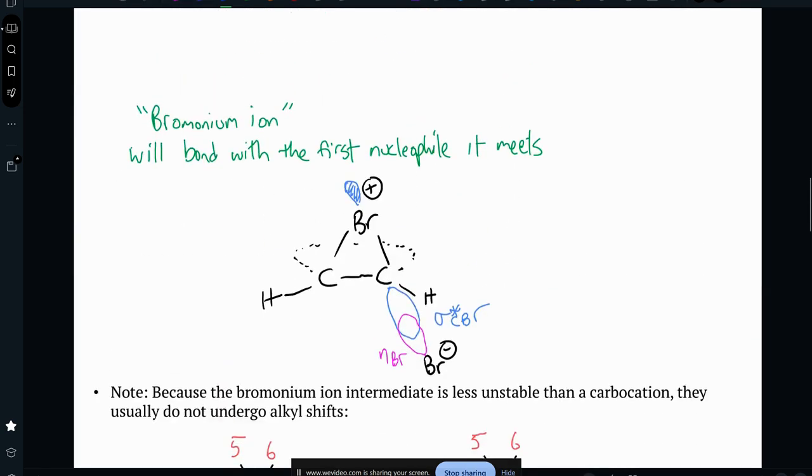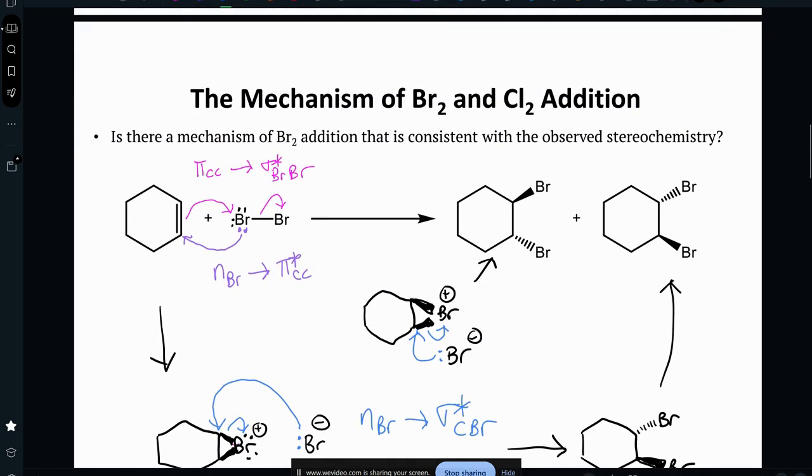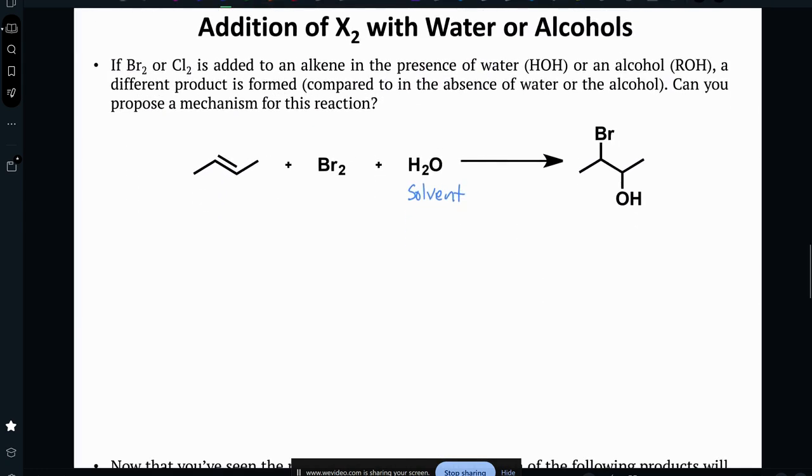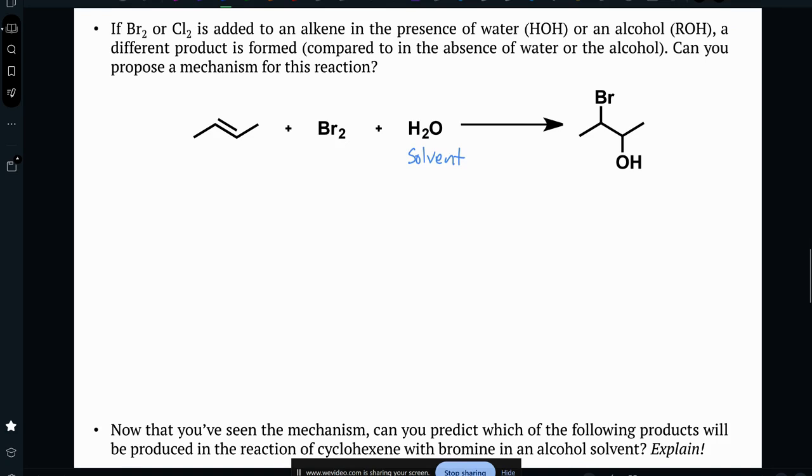You might be wondering, what was the solvent in the previous case? In this previous case, probably we used a non-nucleophilic solvent, something like CCl4. That would be a non-nucleophilic solvent. So in that case, once we formed our bromonium ion, the only nucleophile available was the bromide ion. In this case, now I have an alternative nucleophile around, and you can see the result we get.